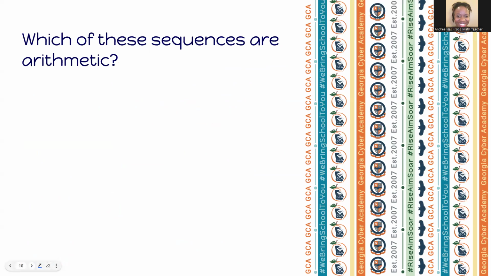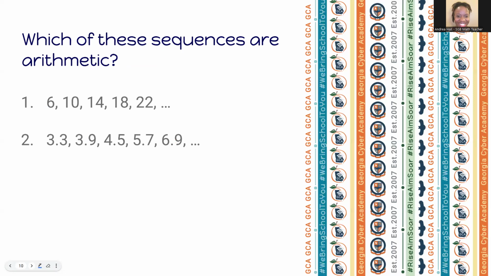All right, which of these sequences are arithmetic? That is a question. Which one of these sequences are arithmetic? You've got number 1, 6, 10, 14, 18, 22. Number 2, 3.3, 3.9, 4.5, 5.7, 6.9. And then you have number 3, 17, 9, 1, negative 7, negative 15. All right, so let's take a look at them.